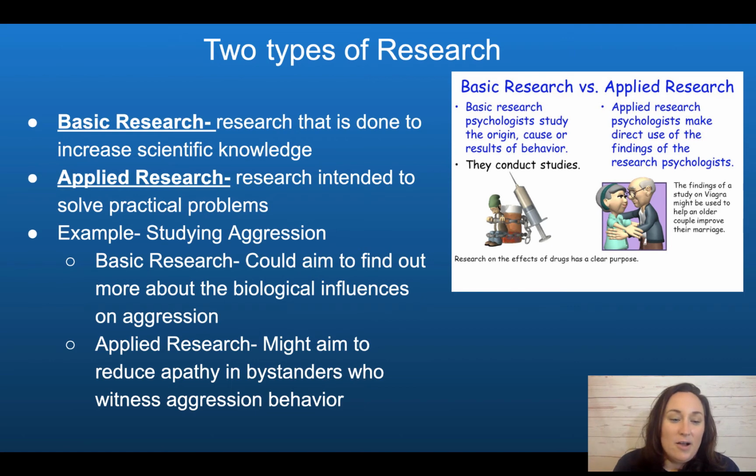So, for example, reducing apathy in bystanders. Like, how do we get people to react when there's a crisis? If there's a lot of people around, people are less likely to react. How do we get them to react? So you would use research experimentation and then apply those findings in real life.